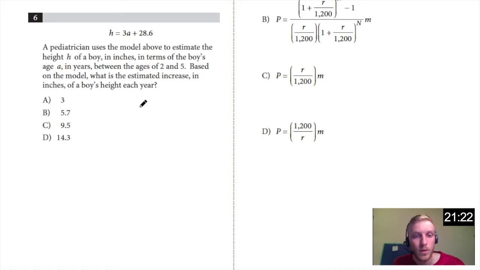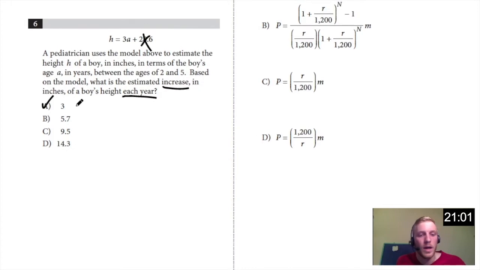Based on the model, what is the estimated increase? We're looking at the increase each year. That's important. It's not over all 3 years, it's each year. So our constant term is irrelevant here. We want to know how much it's changing each year. That is 3. A represents the years. 3 is next to the term A, so 3 per year. In other words, answer A is our answer.